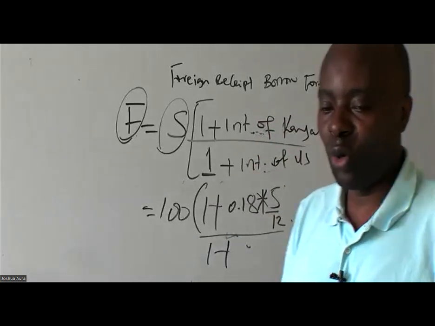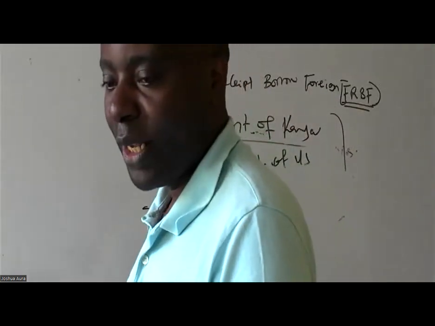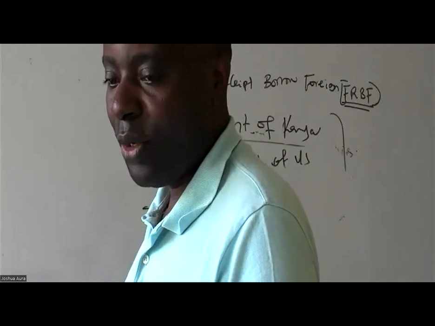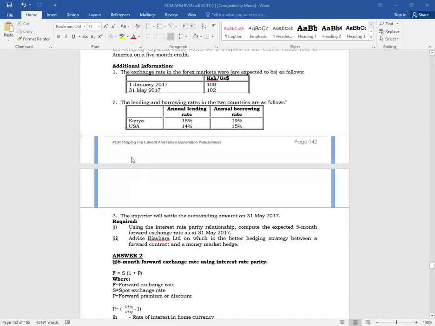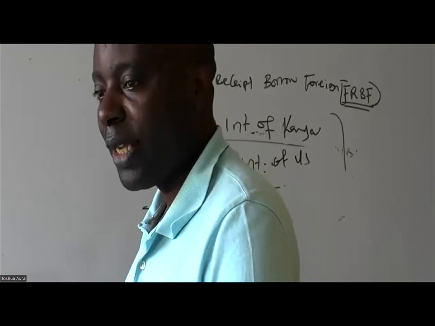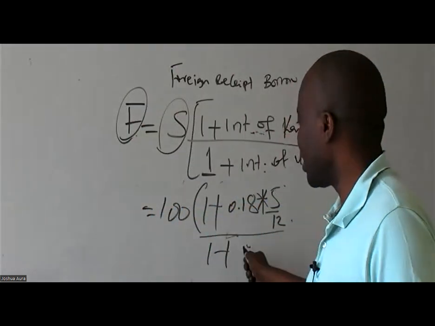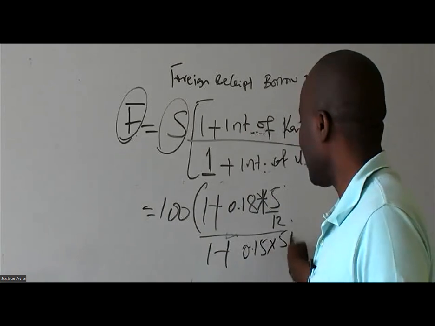So in the US, we are borrowing. Is there somebody who is able to see the rate of borrowing in the US? These guys are not giving me numbers. Borrowing in the US, I'm able to see 15%. So 1 plus 0.15 times 5 over 12.